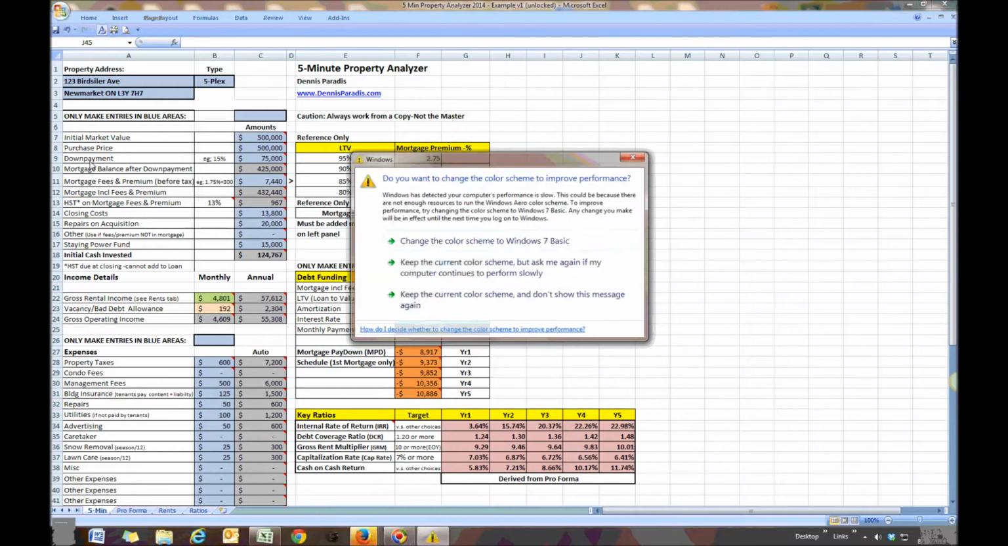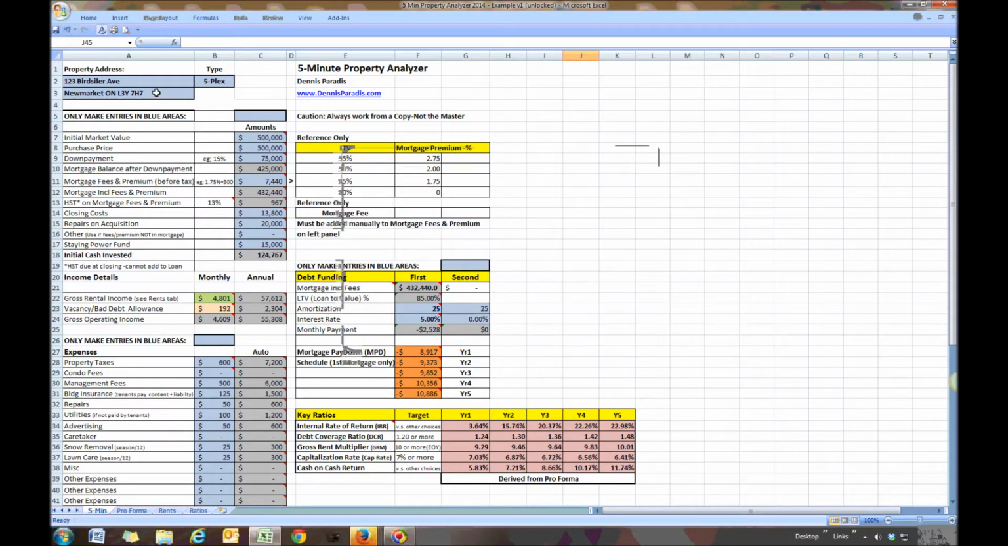So we'll see, starting off on the top left, where we can identify the property. In this case, the property address and city, and what type of property it is, a fiveplex, what have you. This information can obviously be changed by you, and all the areas in white you can modify. The areas in blue are where you do your manual entries. The gray, stay away from those, please.